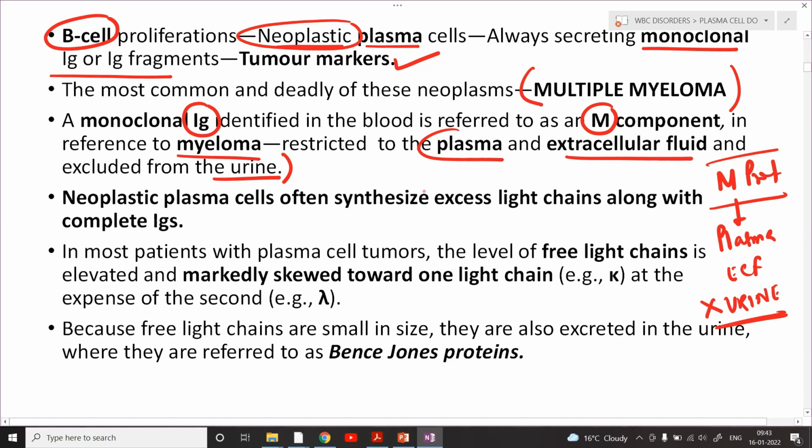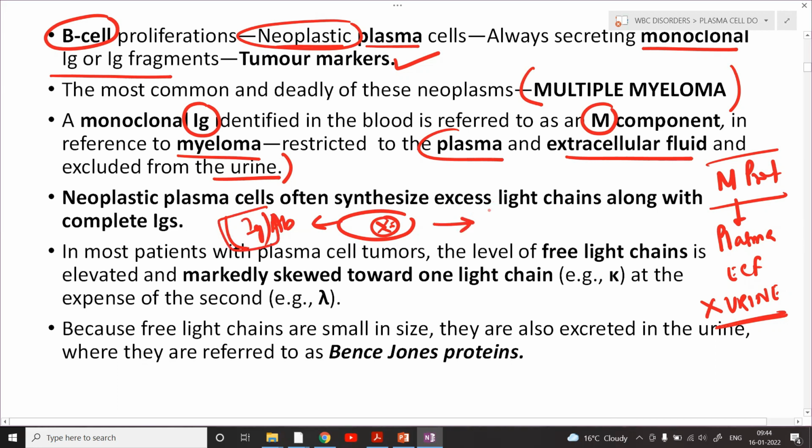Remember. Now, because this is a tumor which is basically involving the plasma cells, what do you expect? What is the normal function of the plasma cell? Can anyone tell me? They are to secrete immunoglobulins, or antibodies. So that is how this monoclonal immunoglobulin comes into the picture.